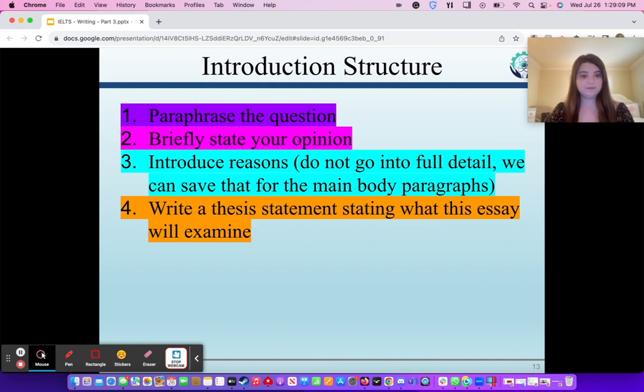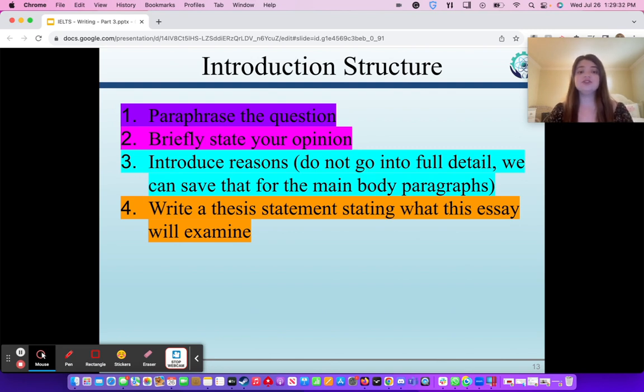Number 2 is to briefly state your opinion. And the reason I say briefly here for the introduction is because in the introduction phase, we're not actually going to go into examples and explanations. We're going to save that for the body paragraphs. So for 2, we just briefly state, here is my opinion. We don't have to go into details as to why that's our opinion, but we do later, just not yet.